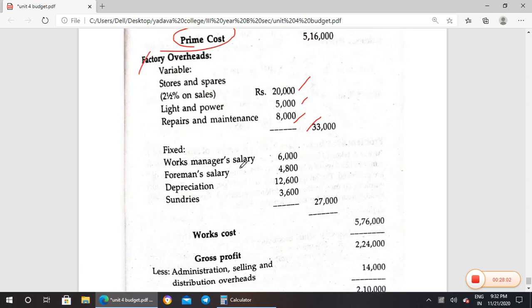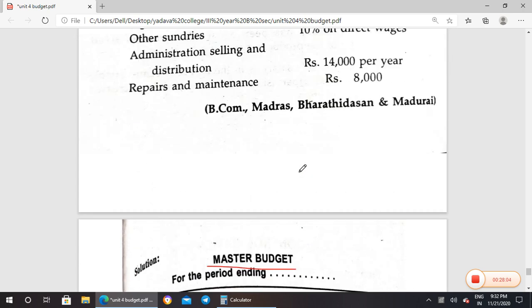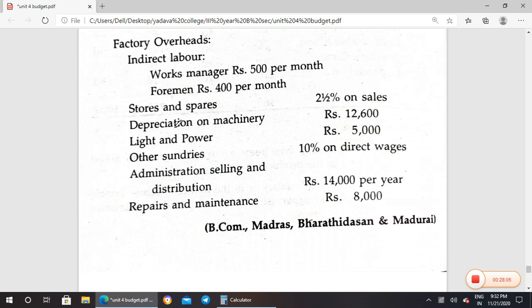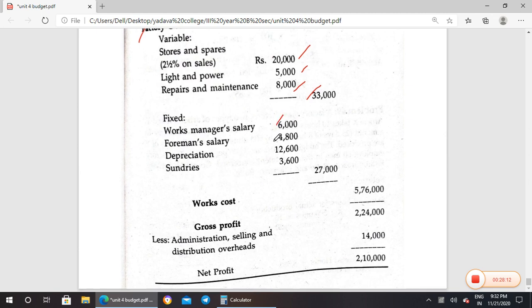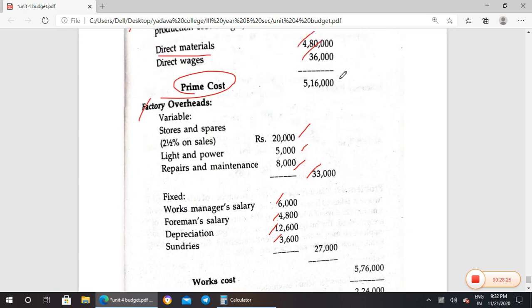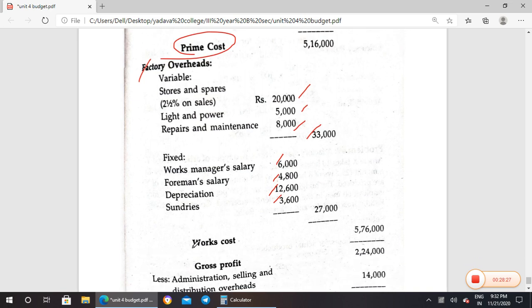Then fixed: works manager salary they have given 500 per month. 500 into 12, you will be getting 6,000. Foreman salary also they have given per month; if they have given per month, we have to multiply by 12. Then depreciation, sundries. So these are all fixed. When we add, 27,000. So when we add all these things, you will be having the work cost.